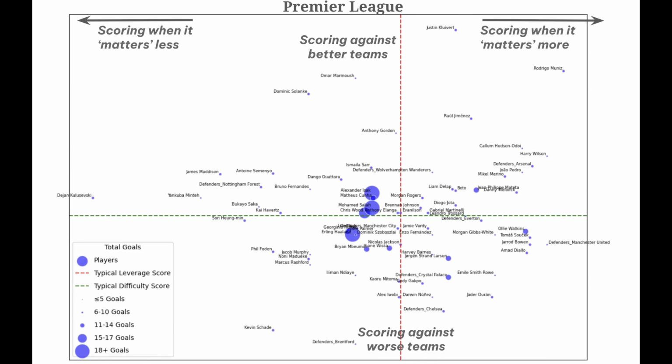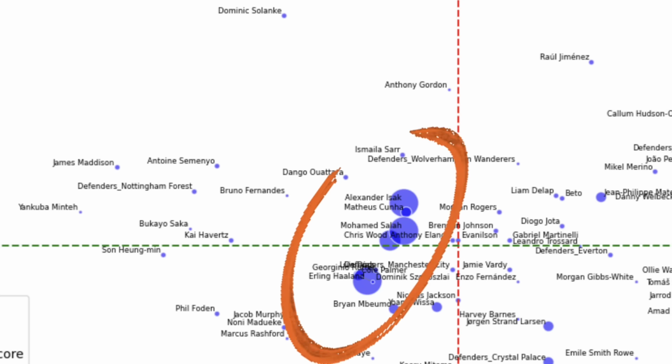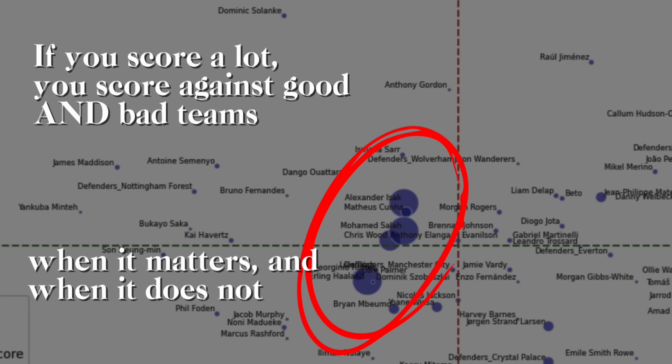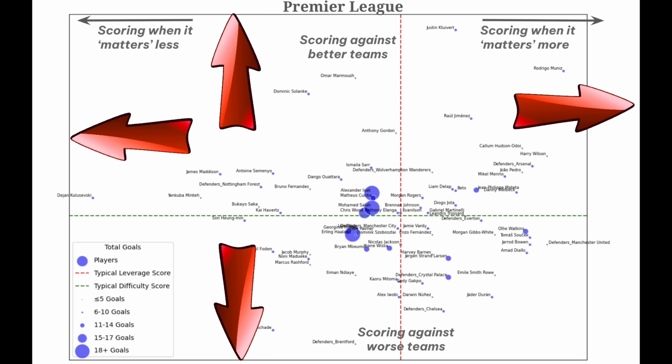There are some patterns visible here under the surface that we need to understand. You can see how everyone who scored a lot is close to the middle. If you score a lot, you're bound to score against good and bad teams, and in all moments of the game, whether they're important or not. If you score fewer times, it's natural that your score can end up being more extreme.